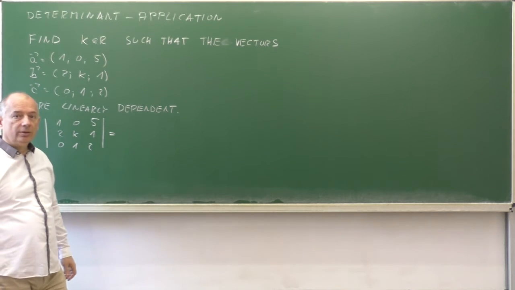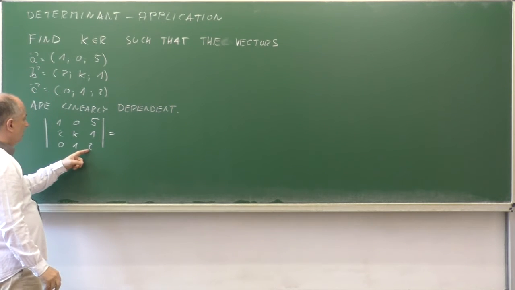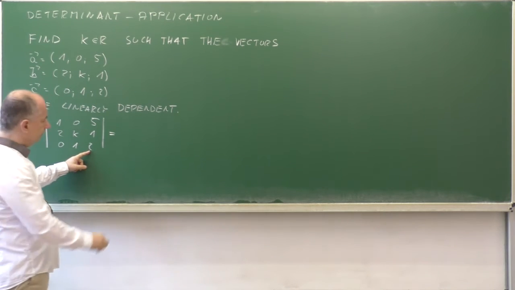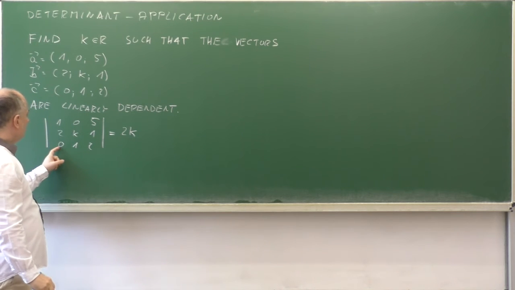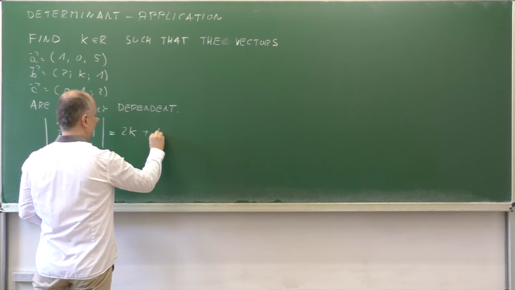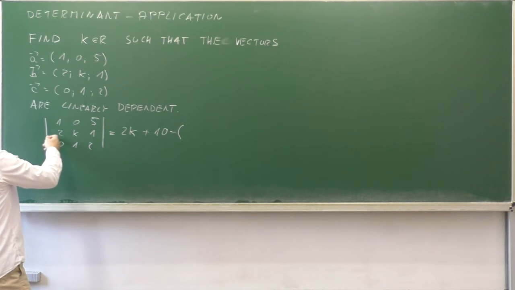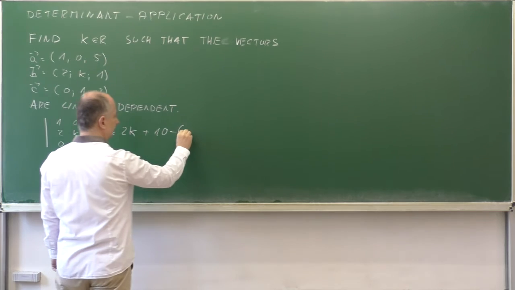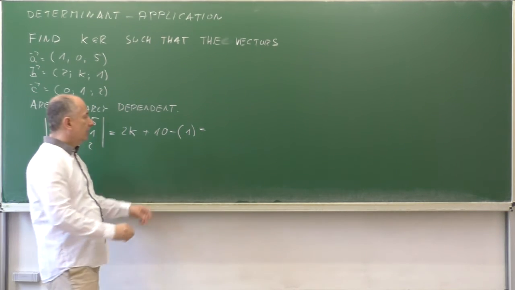And we can write this determinant using the Sarrus rule. 2k plus 0 plus 10, minus 0, 0, 1, which is 2k plus 9.